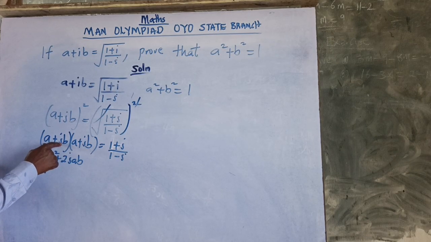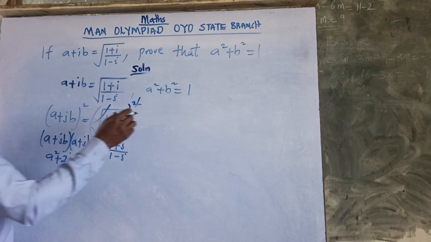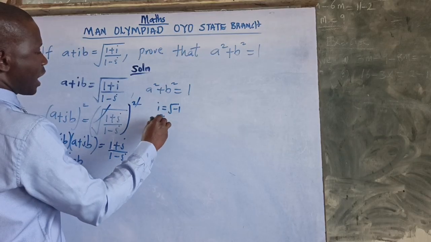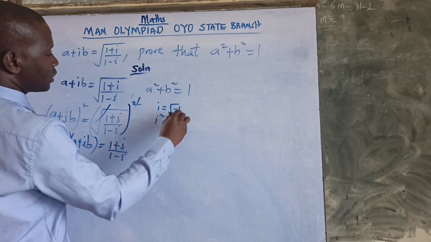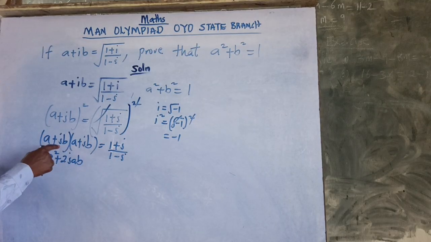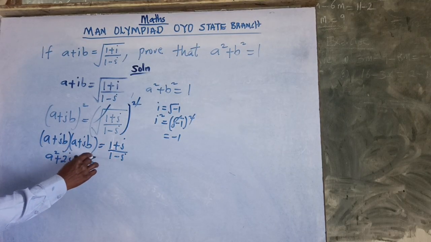Then ib times ib. Don't forget, i is the square root of minus 1. When you square i, you have the square root of minus 1 raised to power 2, which is equal to minus 1. That means i times i will be minus 1, and b times b will be b squared. That will be minus b squared.